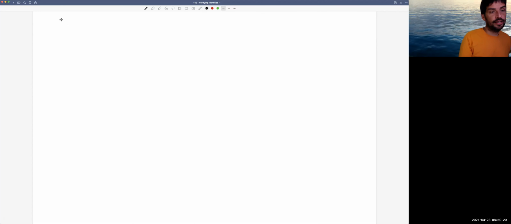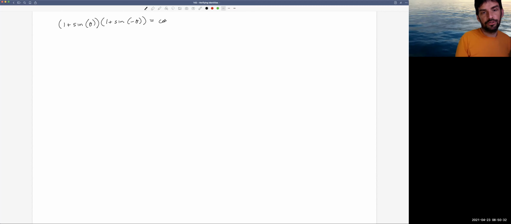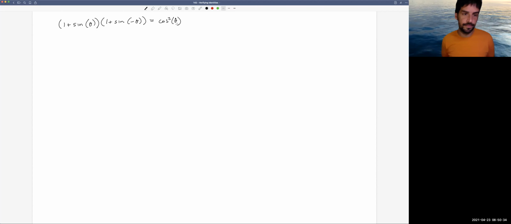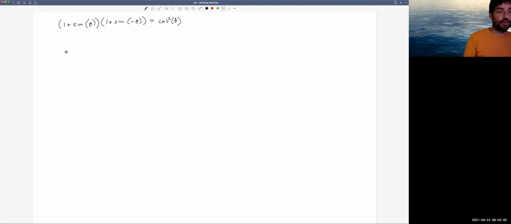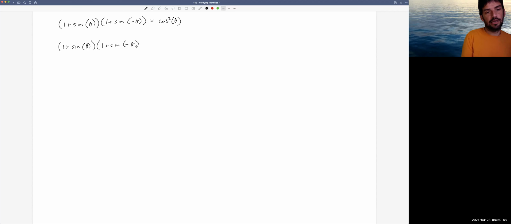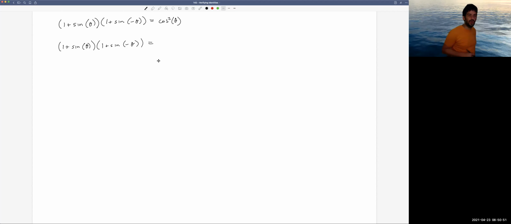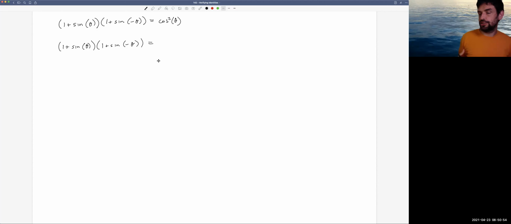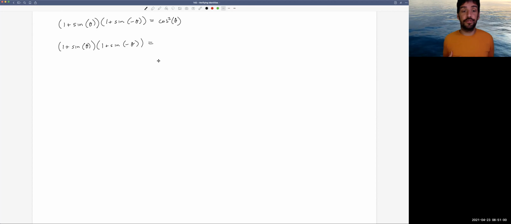Let's verify that 1 plus sine theta times 1 plus sine of negative theta is equal to cosine squared theta. So I'm going to start with the left-hand side. It's more complicated. And again, I'm about to do this and it might look like I just know exactly what to do, but it's because I tried it before, right? So you might not see exactly what to do the first time.